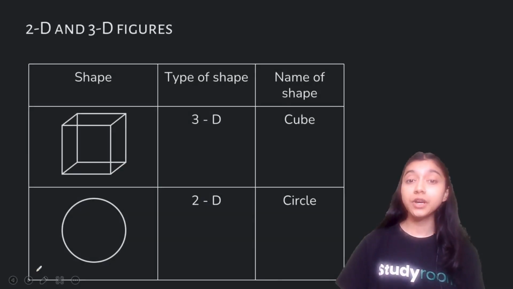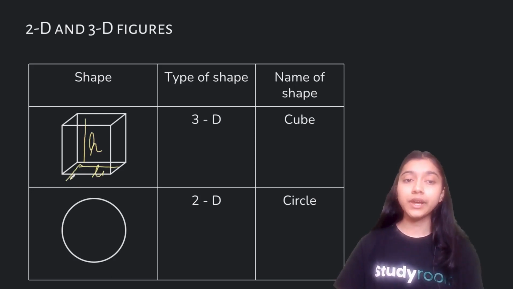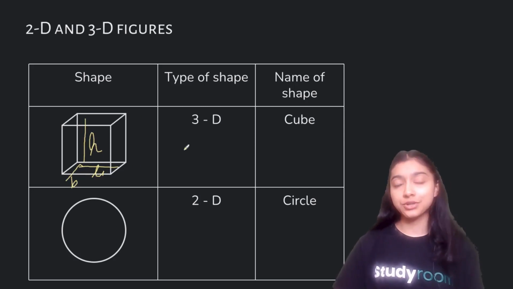Next up, we have other shapes like a cube. Again, in a cube, we have the length of the cube, the breadth of the cube, and then the height of the cube as well. So this is the length, this is the breadth, and this is the height of the cube. So a cube is a three-dimensional figure. Next up, we have a circle. A circle is a two-dimensional figure.